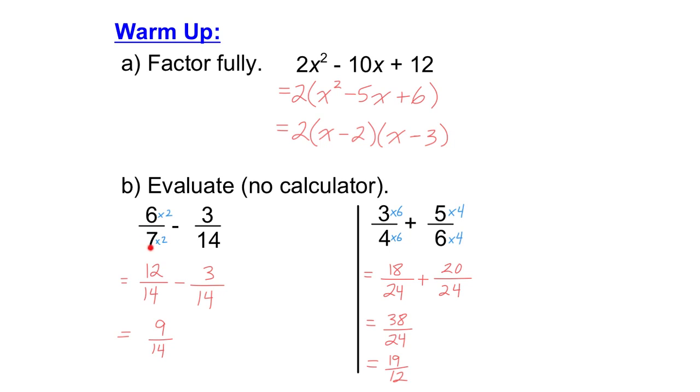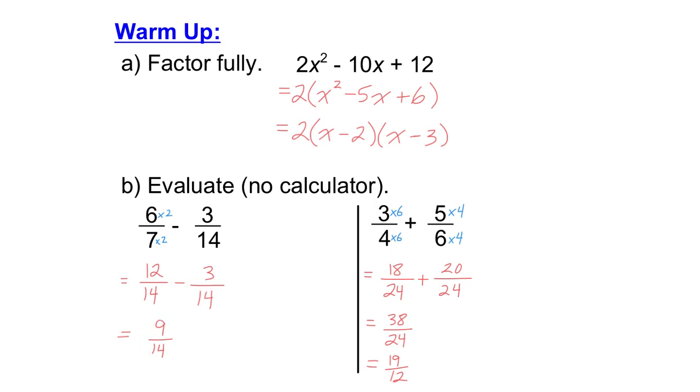In the first one, I notice that I can just multiply 7 by 2 to get 14, then both denominators are 14. But if I change the denominator, I have to change the numerator by the same amount. So that's where this came from. 6 over 7 is equivalent to 12 over 14. So when I subtract 12 over 14 minus 3 over 14, well, 12 fourteenths minus 3 fourteenths is 9 fourteenths.